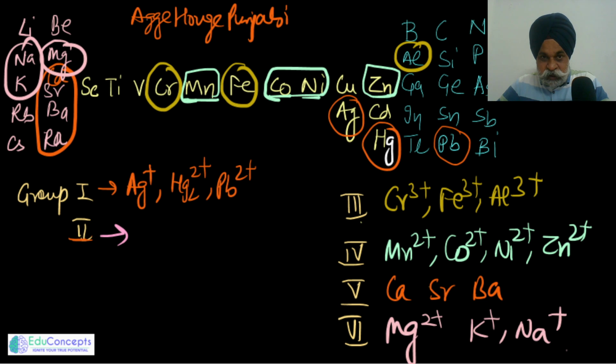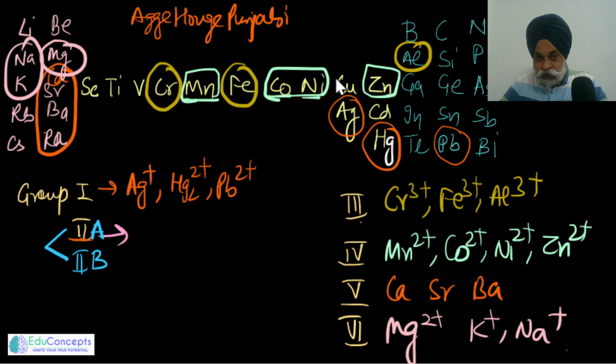Now the point here is, you are left with the one which is a little typical, which is group 2, which takes into consideration many. So basically group 2 is divided into two parts, group 2A and 2B. That we will discuss in the cation analysis. Now what are to be placed here?